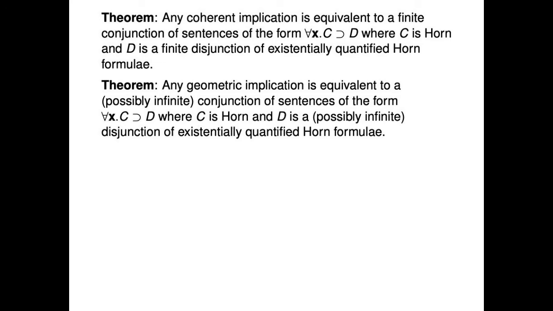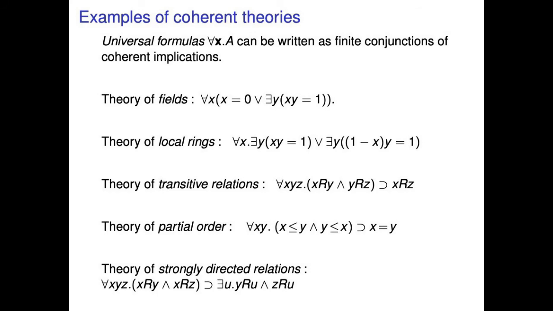And I come to some examples of coherent theories. Universal formulas can be seen as finite conjunctions of coherent implications. The axiom of the theory of fields is a coherent axiom. Also, the axioms of local rings, the theory of transitive relations, of partial order, strongly directed relations, they are all coherent axioms.